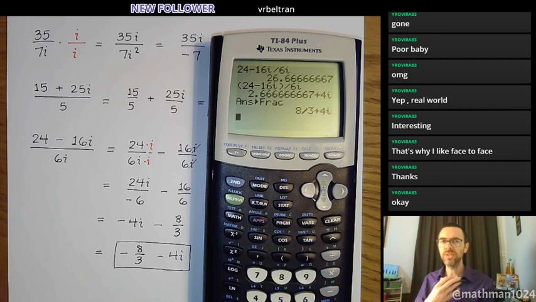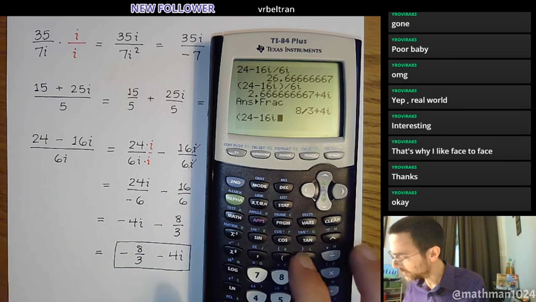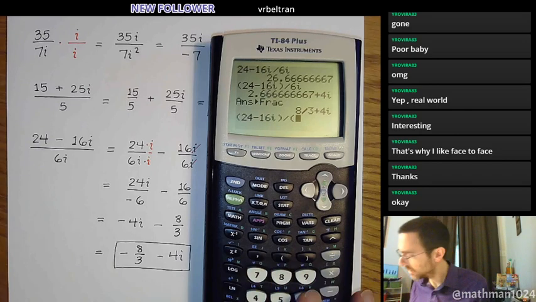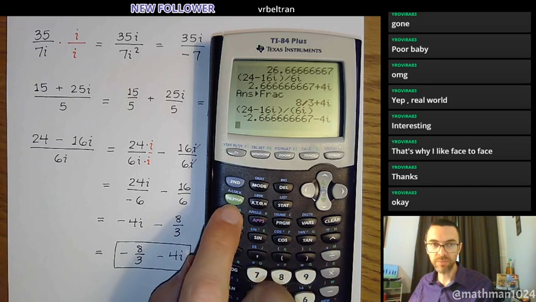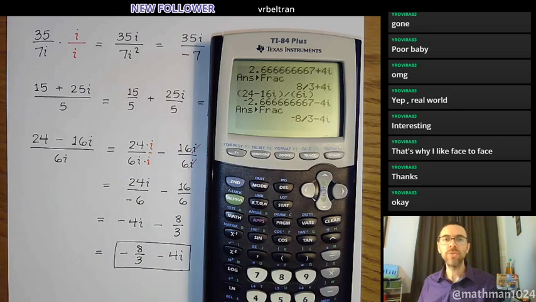We want to make sure that the 6i is completely in the denominator. So we need to do 24 minus 16i divided by, use parentheses again for that denominator, 6i. And again, let's convert this to a fraction by pressing math, converting that to a fraction. And there we get negative 8/3 minus 4i, which is what we have right here. So if you're checking with the calculator, you have to make sure that you are typing things in the way you're supposed to.